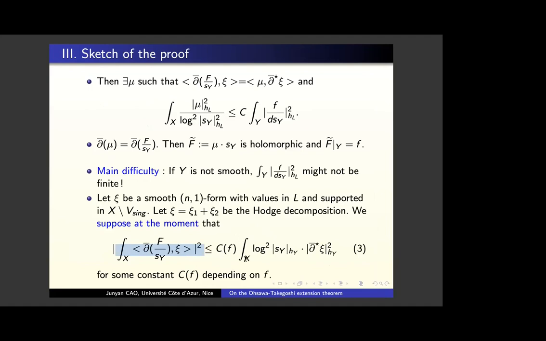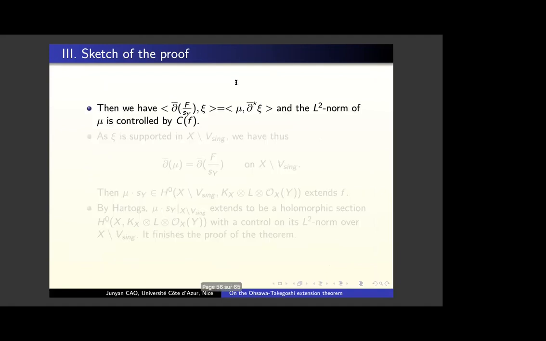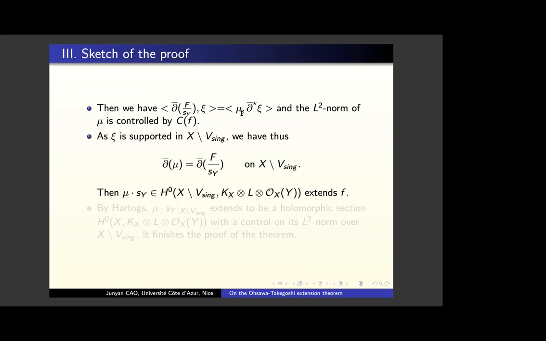If we have this inequality, then by using the same argument as before, we can find some mu such that we have this equality for any xi which is supported outside of V singular, and the L2 norm of mu is controlled by CF. Since xi is only supported outside of V singular, this equality implies that we have this equality only outside of V singular. Therefore, mu times s_Y is a holomorphic section only outside the V singular, and it extends f outside the V singular.